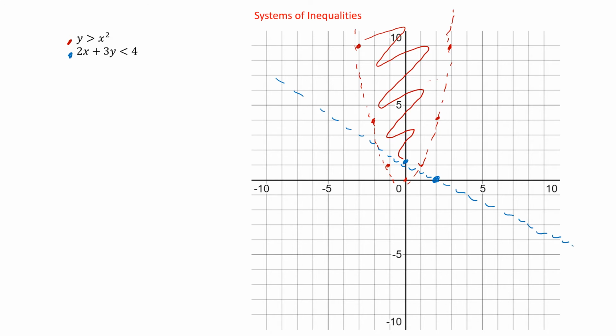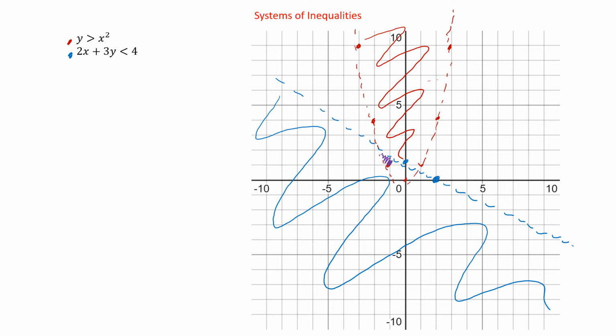And then we need to plug in a value. We can plug in 0, 0. Is 0 plus 0 less than 4? Yes, it is. So we would shade this side. Now the question we're looking for is where the two graphs intersect. Just like with systems of equations, it's where they intersect. The problem is the graphs are the entire shaded area. So where do the shaded areas intersect? They intersect right in there.